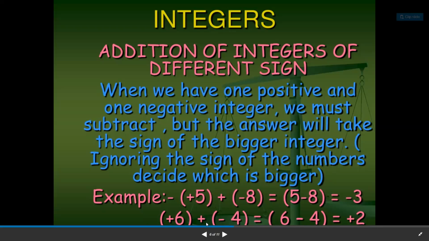+6 and plus -4. So plus into minus becomes minus, because plus into minus is minus. But 6 minus 4 is definitely 2, but we don't write 2 because it's in number line. We write +2.